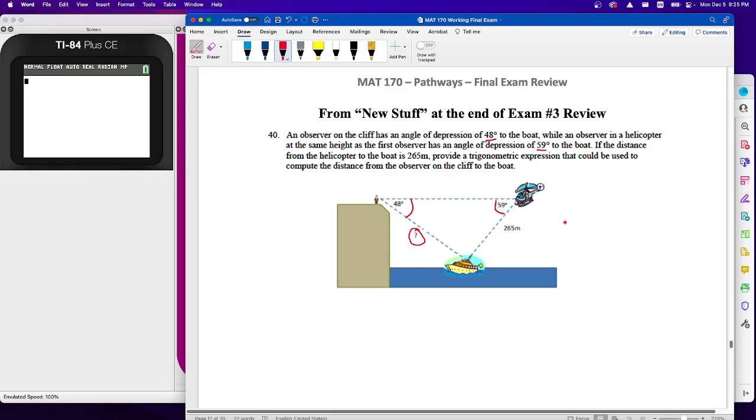So what we can do is we can say this 265 meters divided by the sine of 48 degrees is equal to question mark. Call it x because that makes it more right for doing a formula. Why not just use the question mark? That's fine. Divided by the sine of 59 degrees.